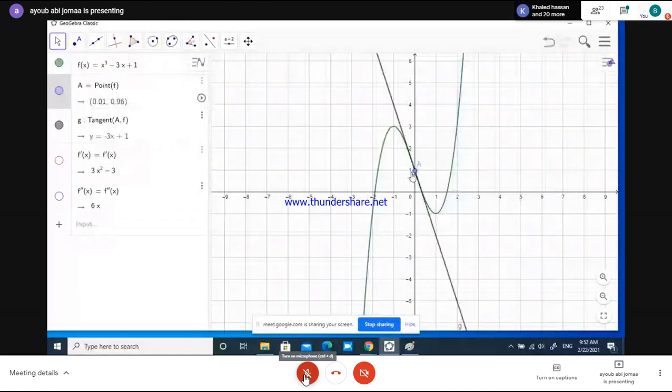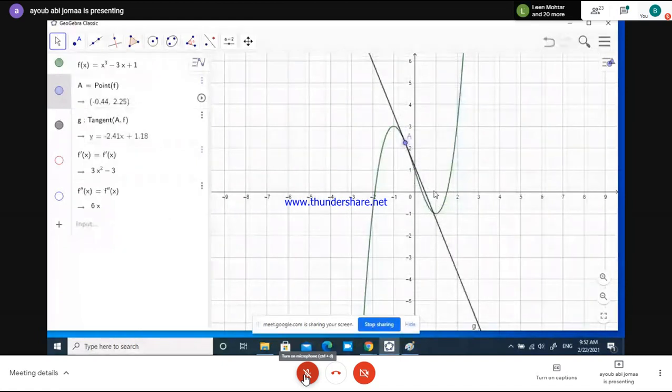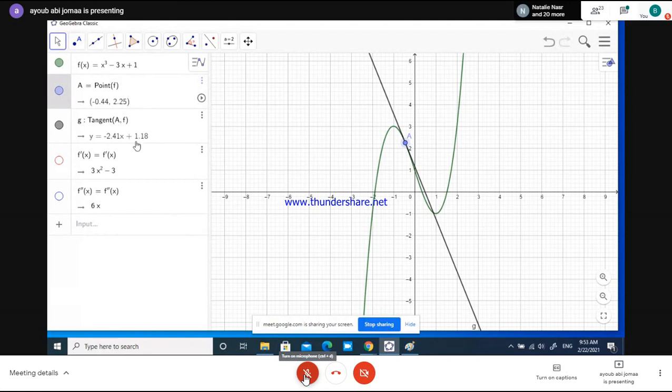Now look at the part where it is decreasing. The function here, between negative 1 and 1, is decreasing. The slope of the tangent line is negative 2.4. The slope is negative, so the derivative is negative. Clear?